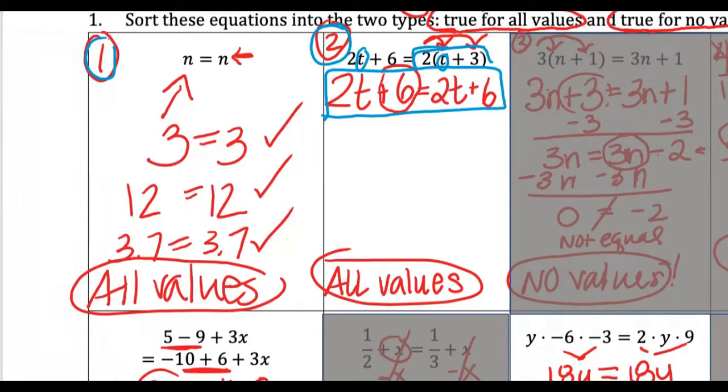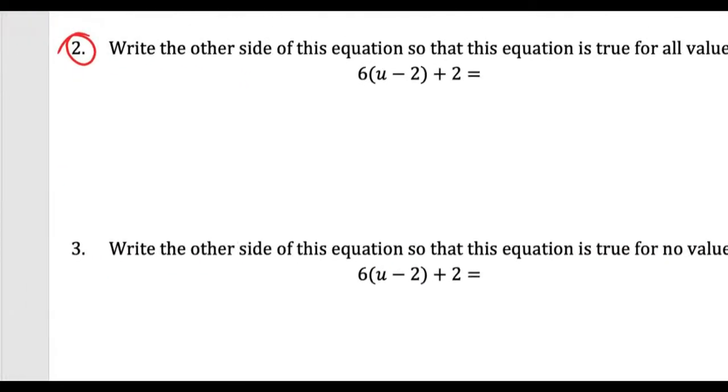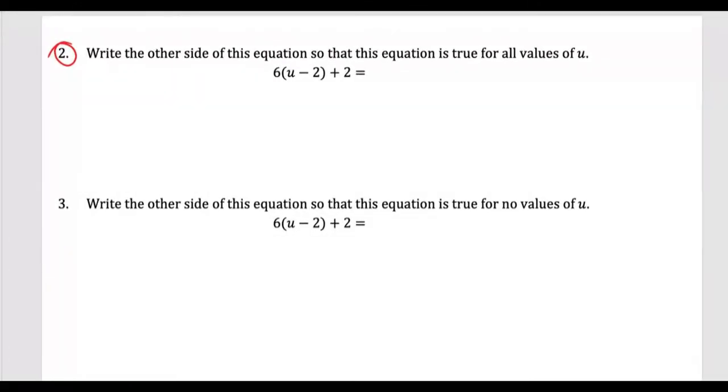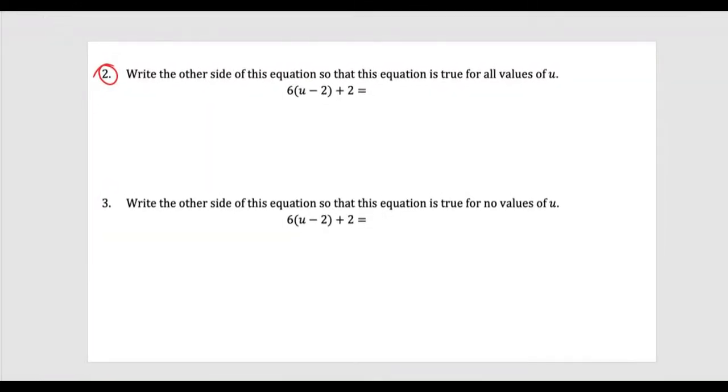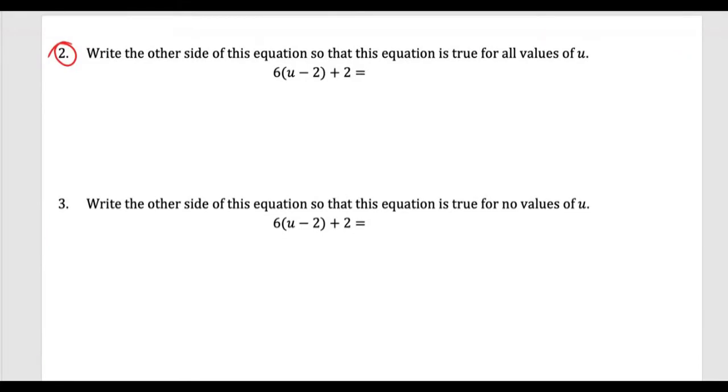Now going back to where we left off, we're going to do number 2. Write the other side of this equation so that the equation is true for all values of u. So we need to create a situation so that the left side and the right side become a situation where we have all values.